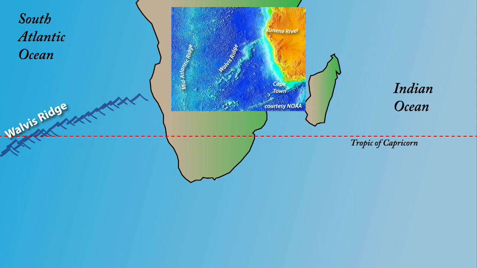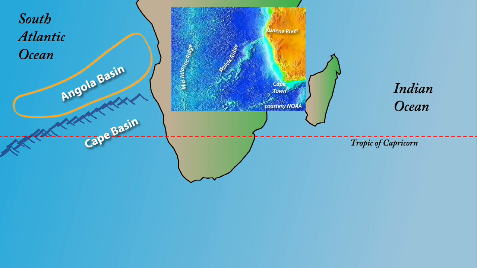This divides the ocean floor into two basins, the Angola Basin to the north and the Cape Basin to the south. To the north of the Walfish Ridge, there is a large clockwise circulation cell of warm water known as the Angola Current, constrained to the east by the African coast and to the south by the Walfish Ridge.